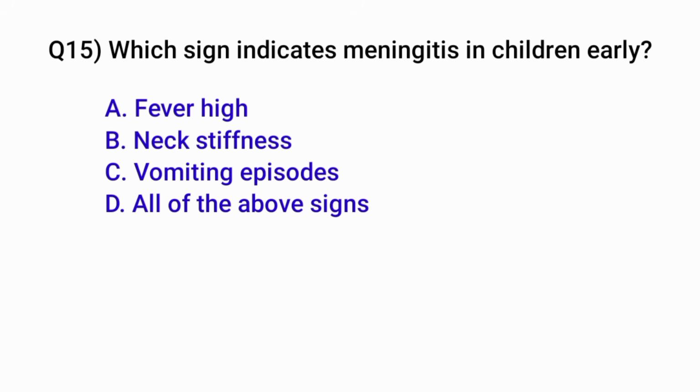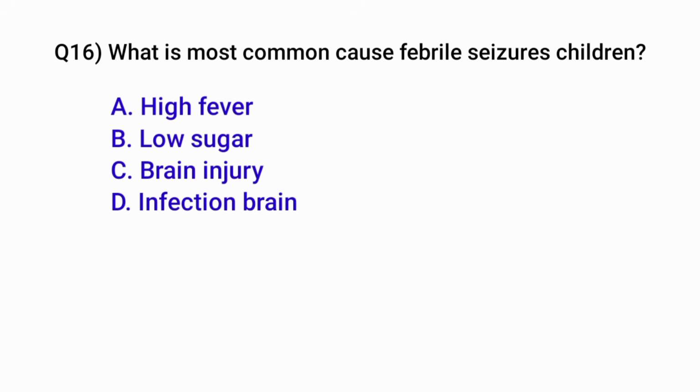Question number 15. Which sign indicates meningitis in children early? Correct option is D, all of the above signs. Question number 16. What is the most common cause of febrile seizures in children? Correct option is A, high fever.